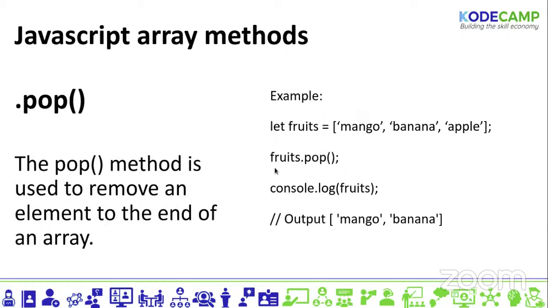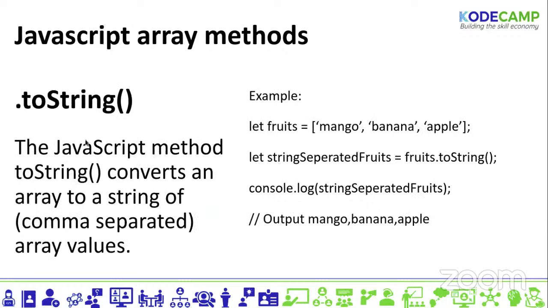Then we have pop. So the pop method is used to remove an element at the end of an array. So if we have mango, banana, and apple, and then we just call fruits.pop, irrespective of whatever is at the end of this array, it's going to remove it. So the output is mango, banana. So it removed apple, or it popped apple out from fruits.